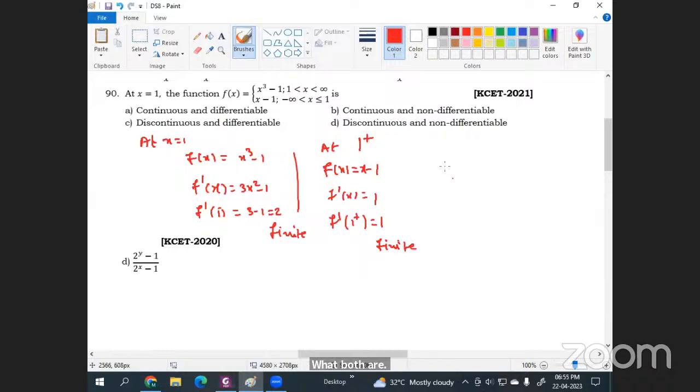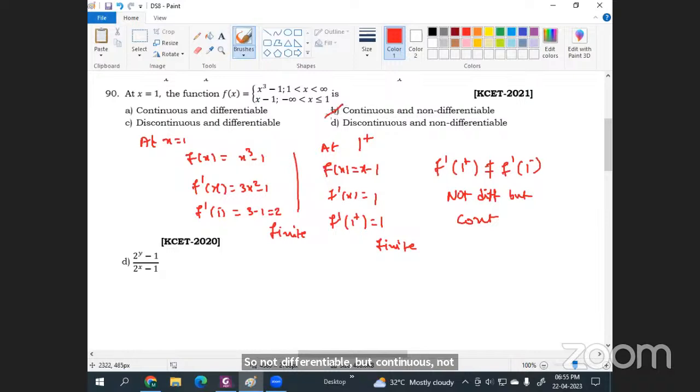Both are not equal. f dash of 1 plus is not equal to f dash of 1 minus. Right? So not differentiable but continuous. Continuous and not differentiable. Yes. Second option is the right option. Everyone has given the second option.